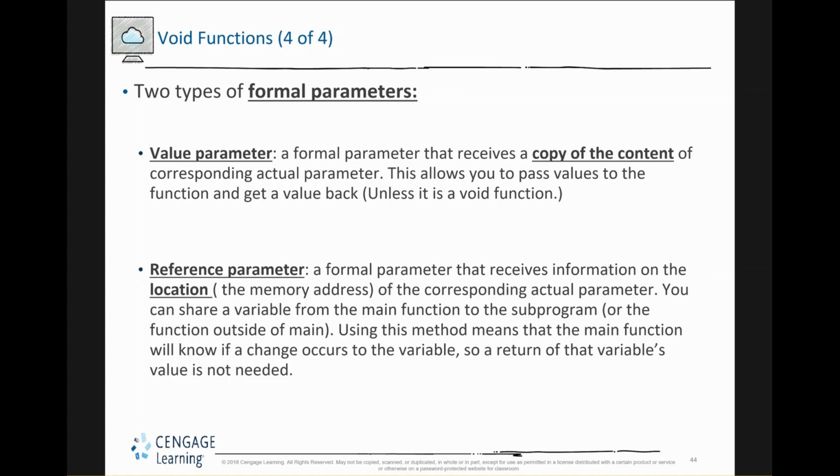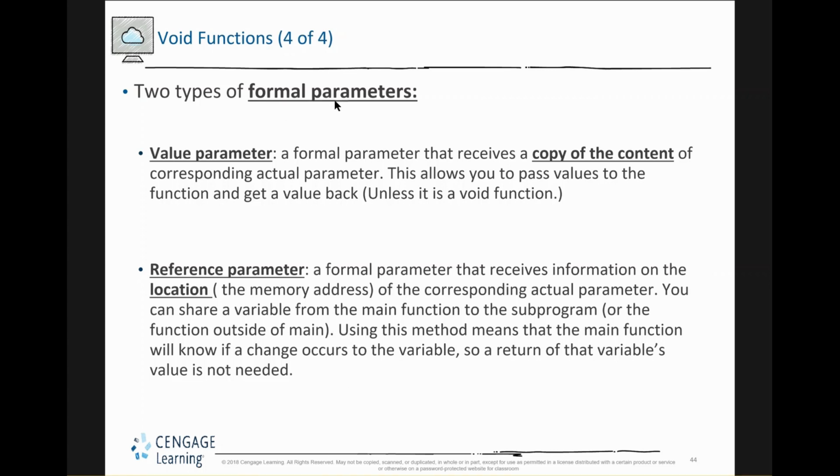In this case, you can send or pass values to the function and get a value back. This works as long as the function is not a void function. A formal parameter that uses a memory location for the actual parameter is called a reference parameter. The reference parameter allows you to share a variable or a memory location from the main function to the subprogram or subfunction. By using the memory location, function main is aware of the value and will be aware if the value changes. If function main already knows about the value change, then a return variable's value is not needed. Function main already knows the new value.